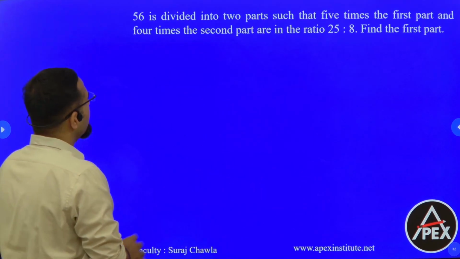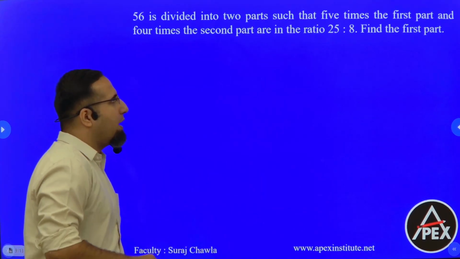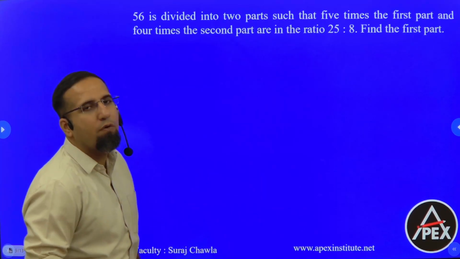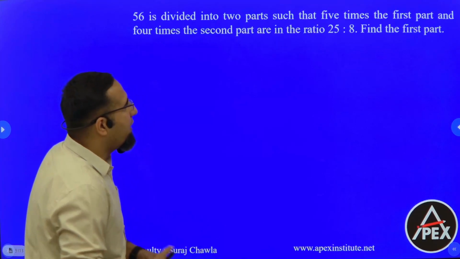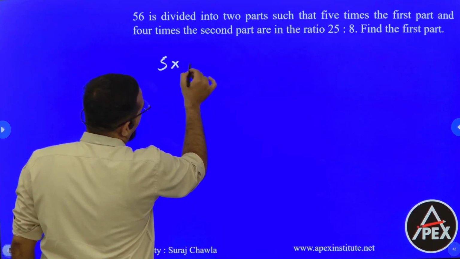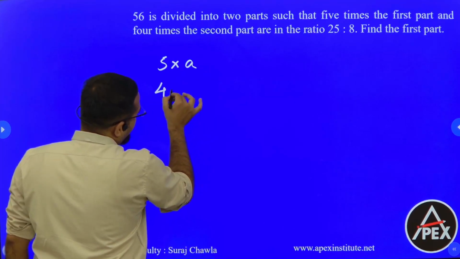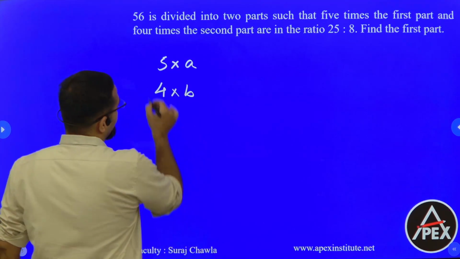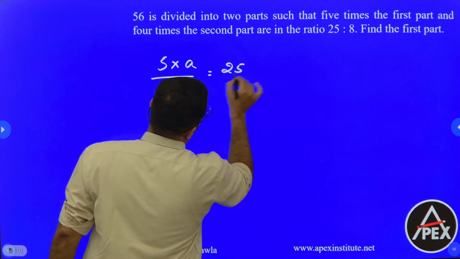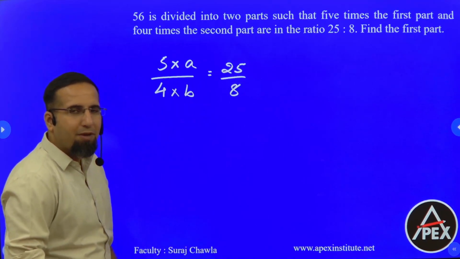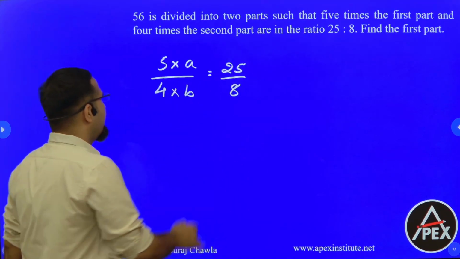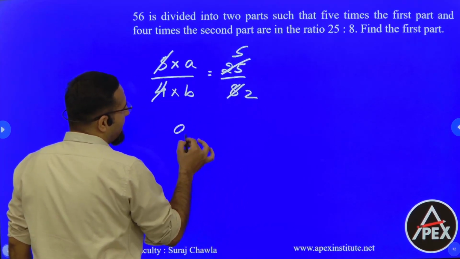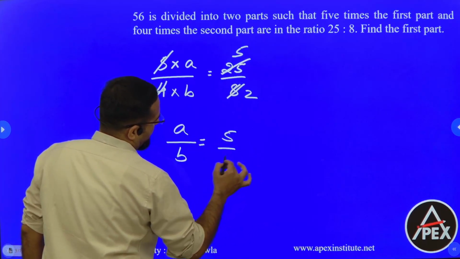Right? Now 56 is divided into two parts such that 5 times the first part and 4 times the second part is in the ratio of 25:8. 5 times the first part, let me assume the first part is A. 4 times the second part, let's say the second part is B. This ratio is 25:8. अब यहां से हमको A/B का रेशियो मिल जाएगा गाइस. लेट्स सिंप्लीफाई. ये हो गया 5 5s, ये हो गया 4 2s, मतलब हमारे पास क्या आ गया? A/B हो गया 5:2.